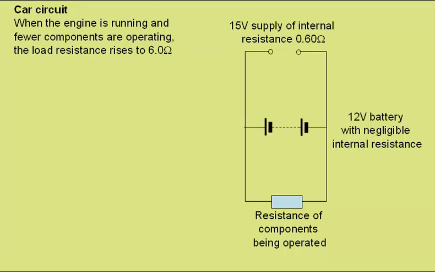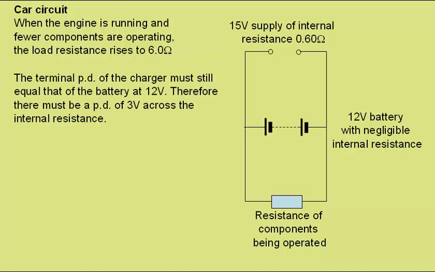When the engine's running and there are fewer components operating, the load resistance here rises from 0.4 ohms to 6 ohms. The terminal potential difference of the charger must still equal that at the battery at 12 volts, and therefore there must be a PD of 3 volts across the internal resistance still, meaning we still have our 5 amps coming down here.